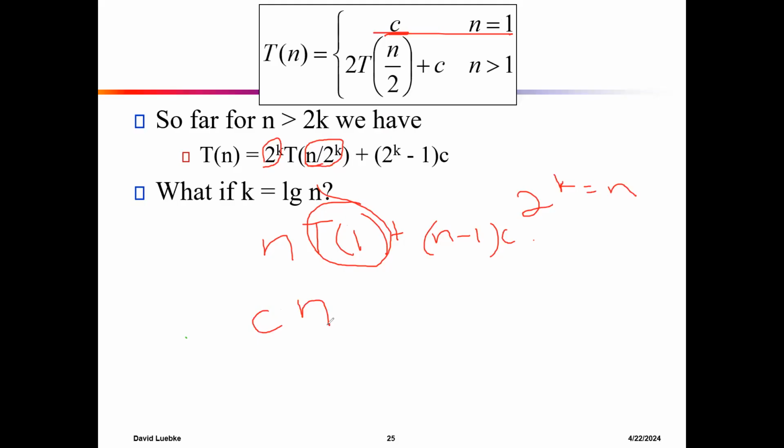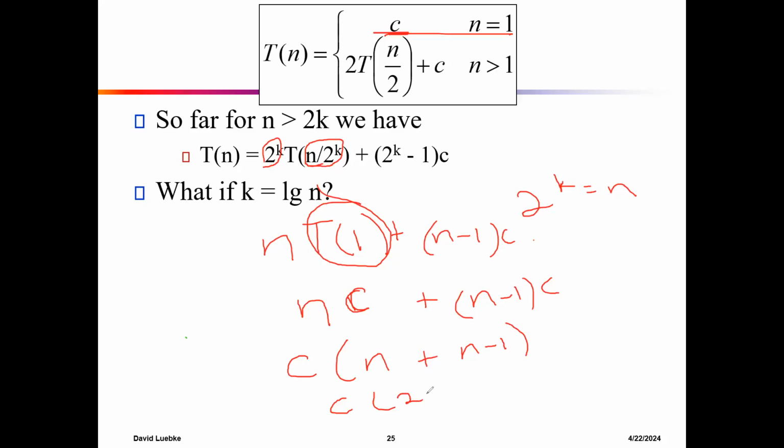Well, let's put that there. N times c plus n minus 1 c, right? Which will be what? If we factorize, we'll get c into n plus n minus 1. Are you seeing that? We factorize, we take out the common factor, and this will give us c into 2n minus 1.